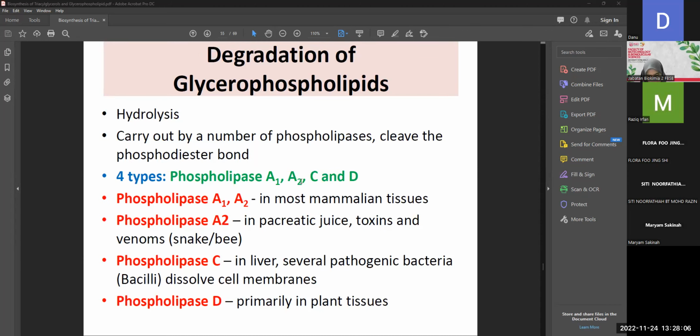I missed one more point, on prostaglandin. Prostaglandin is another important membrane glycerophospholipid that I think you should know. Maybe I will add it on later, I just remembered.